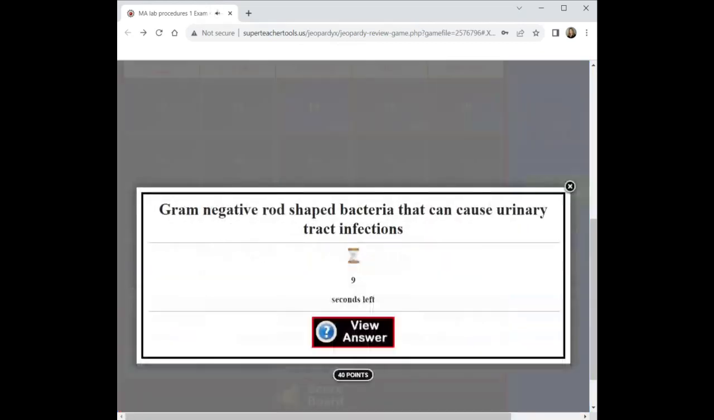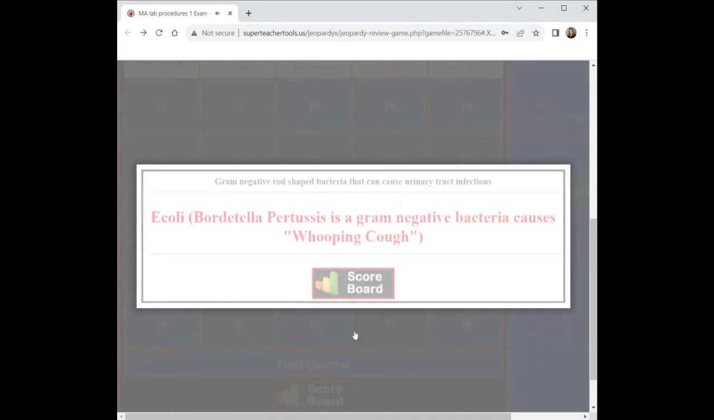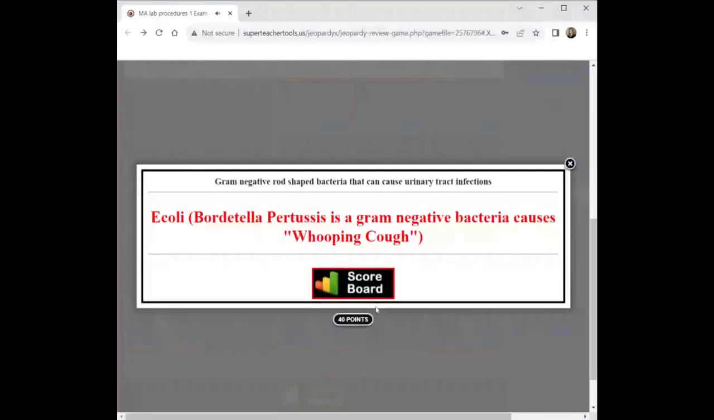Gram-negative rod-shaped bacteria that can cause urinary tract infections. E. coli. That is correct. Okay. And just as an aside note, Bordetella pertussis is a gram-negative bacteria that causes whooping cough.